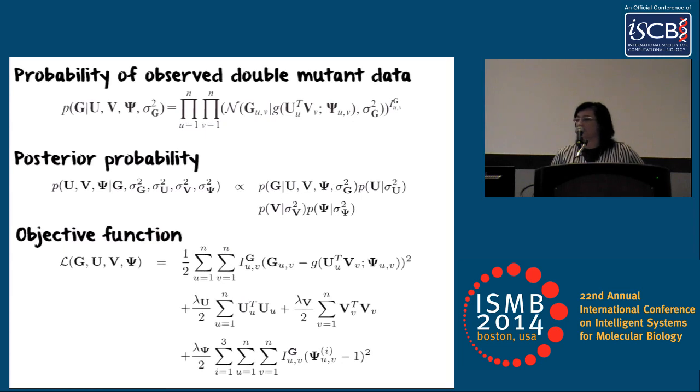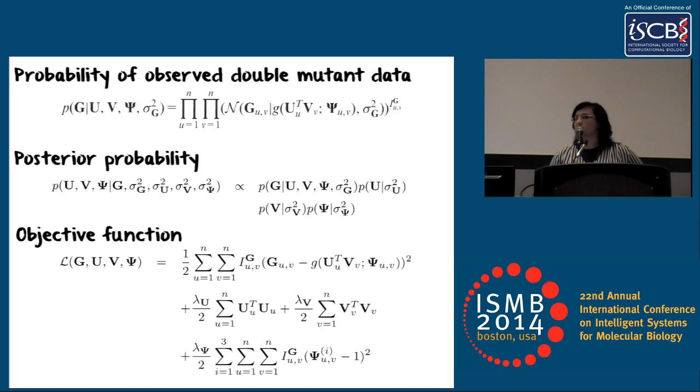So allow me only one slide that describes the idea behind the cartoon shown before, which is we basically model each observation of double mutant phenotype as being a sample from a Gaussian distribution, which is centered at our factorized parameter obtained by the product of corresponding latent vectors showing in the first row.